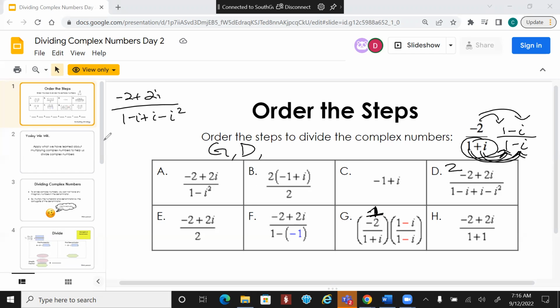Now, if we simplified this, we would get -2 plus 2i over 1 minus i squared. So that would look like A. And then we're going to substitute in a -1 for that i squared. So that's going to be -2 plus 2i over 1 minus -1. So that's going to be F. And then we're going to simplify that. So that would give us -2 plus 2i over 2. So that would be E.